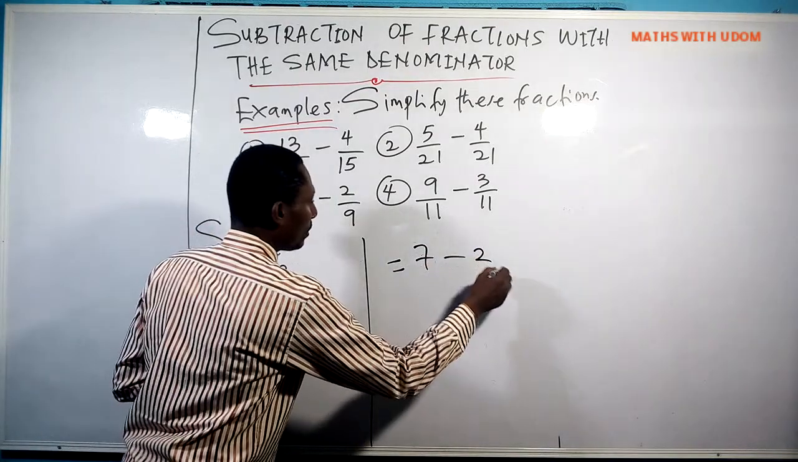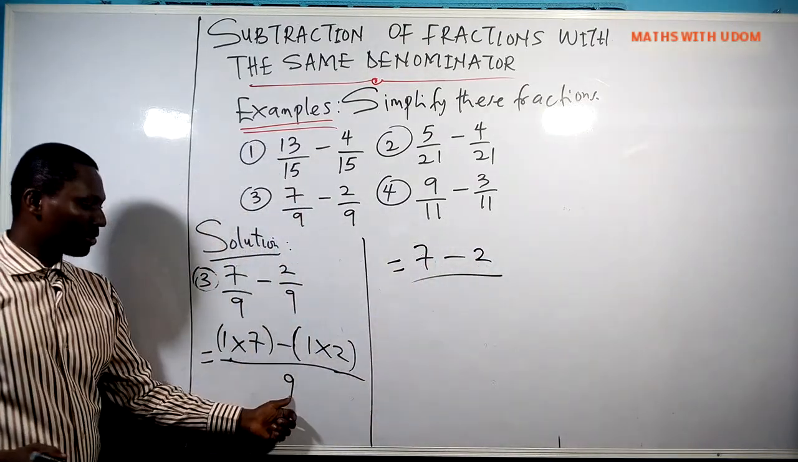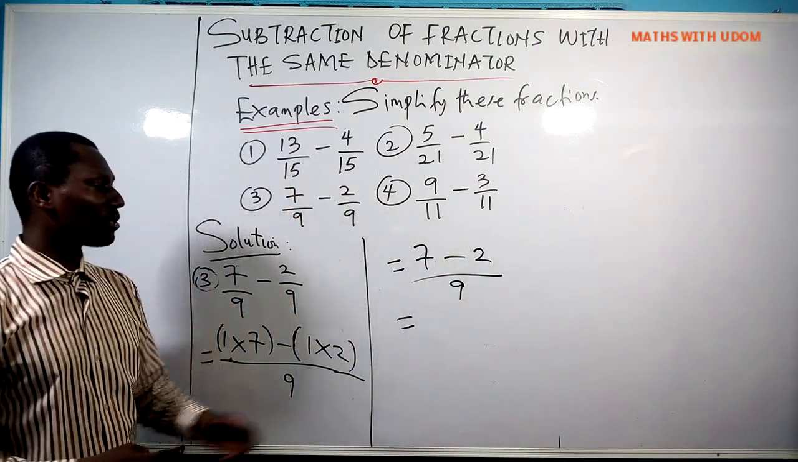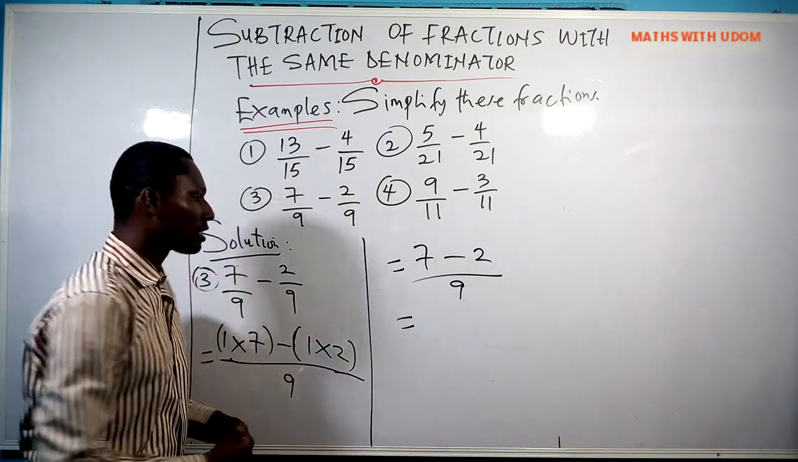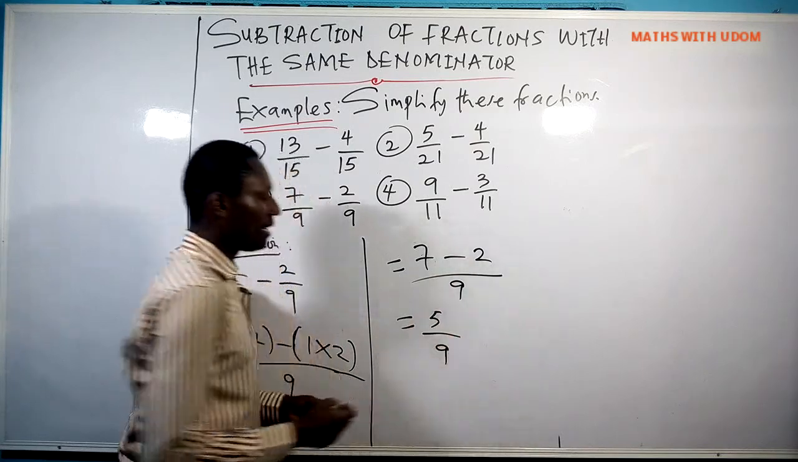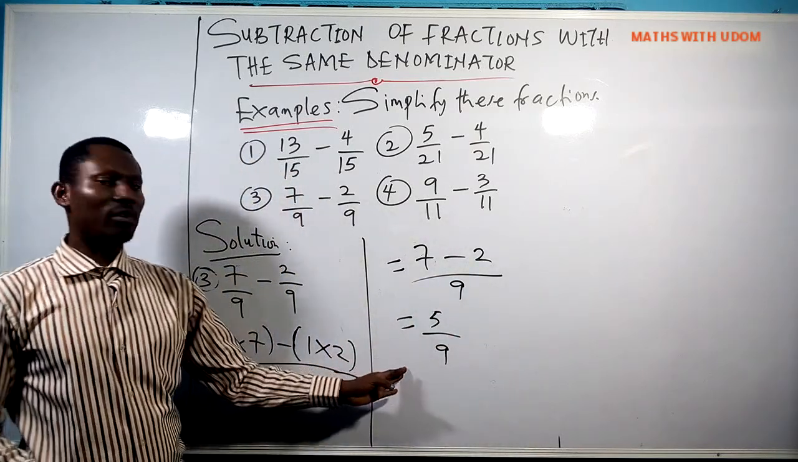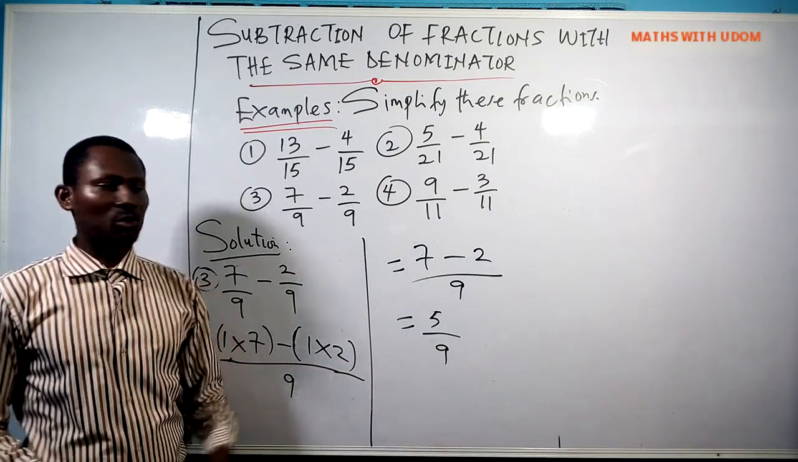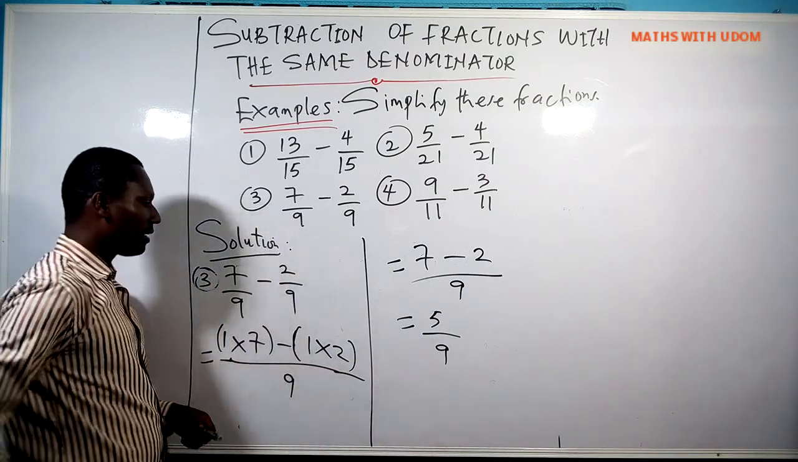Is 2. Place your result over the what? Denominator 9. So the next thing, we subtract the numerator. 7 take away 2 will give us 5. Okay? Divided by 9. If you check this, you discover that you cannot simplify further. Why? It's a proper fraction. So you leave your answer that way. Okay? Number 4.